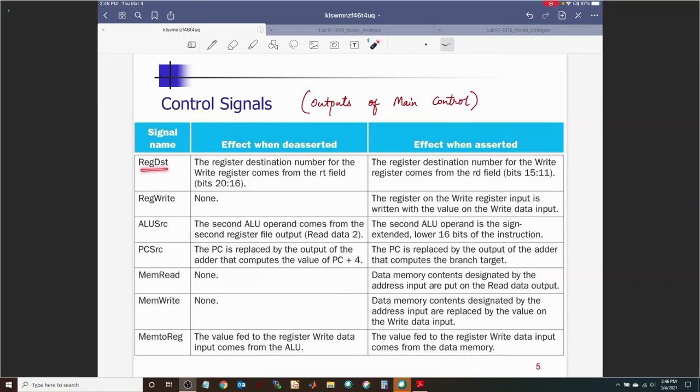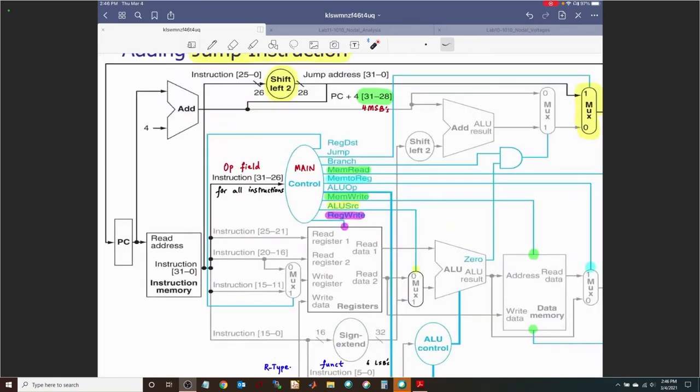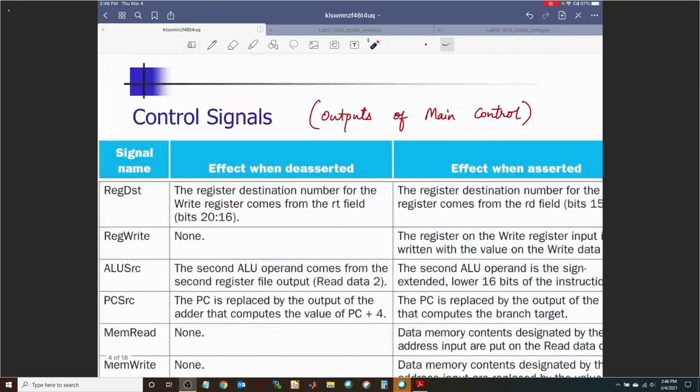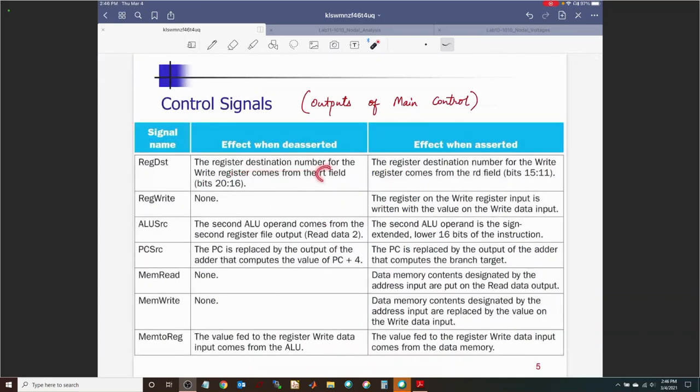So register destination, what is that? What is the effect when it is not asserted? What is the effect when it is asserted? So when the register destination is not asserted, that means that this is 0, right? So if this is 0, the write register we are picking up is actually what we give in the RT field. Right? If it was asserted, then we would be using the RD, which is meaningful for an R-type instruction. So that's what you see over here. Register destination: the number for write register comes from the RT field versus the RD field.